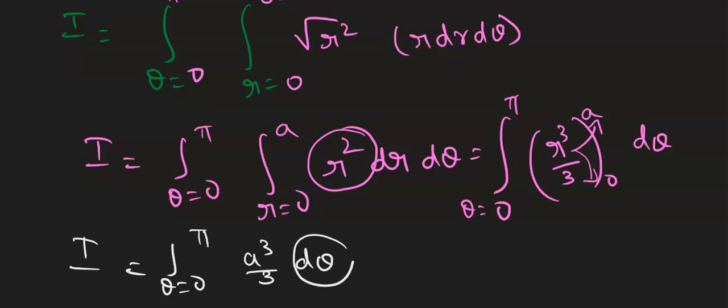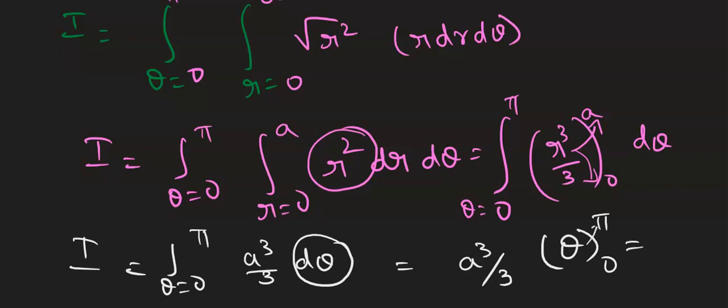Now we are going to integrate only with respect to theta. A cube by 3 is a constant. d theta, if you integrate, you will get theta, and this is the limit 0 to pi. When you apply the upper limit pi, you will get pi a cube by 3 as the answer.